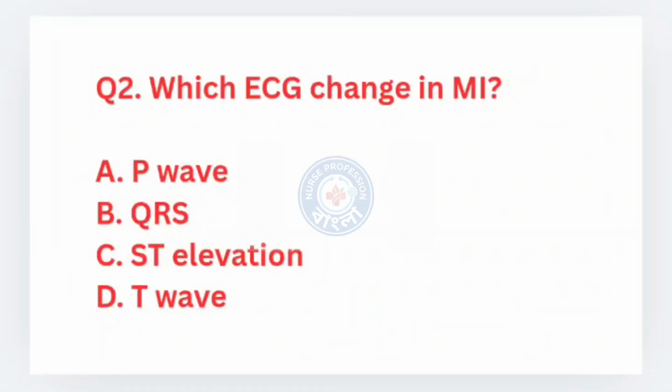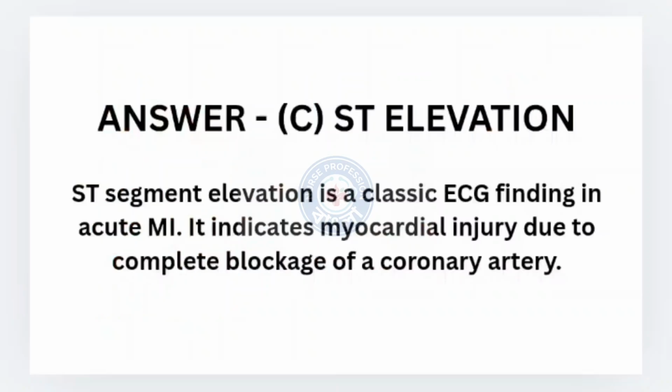Second question, which ECG change in MI? P waves, QRS, ST elevation, T wave. Answer, ST elevation. ST segment elevation is a classic ECG finding in acute MI. It indicates myocardial injury due to complete blockage of a coronary artery.